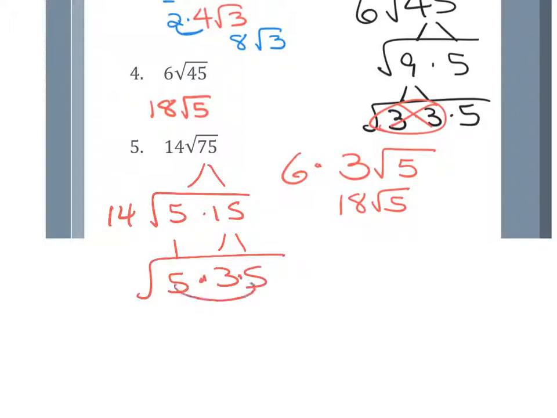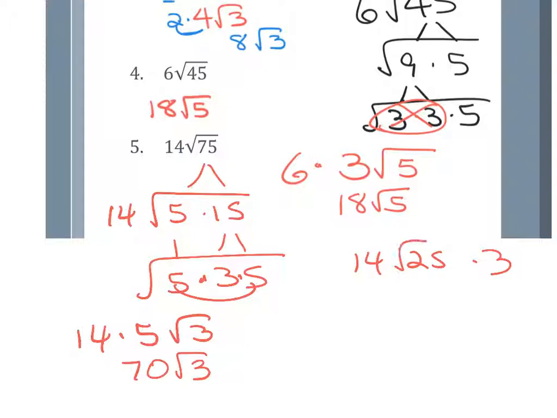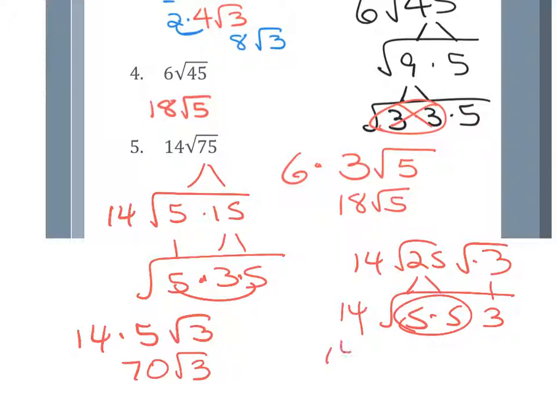So 5 times 15, break it down till it's prime. Now I've got a pair of 5's. One of the 5's comes out. The 3 stays behind. Multiply that 5 that came out with the 14, and you get 70 square root 3. If I would have done 25 times 3, again, 5 and 5, the 3 comes down, a pair of 5's comes out to the 14, and the radical 3 stays underneath. Either way, it doesn't matter what you start with. You're always going to get the same simplified radical.